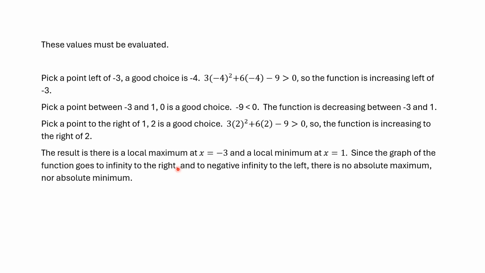That tells us a lot. The result is there's a local maximum at x equal negative 3 and a local minimum at x equal 1. Since the graph of the function goes to infinity to the right and to negative infinity to the left, there's no absolute maximum, nor is there an absolute minimum for this particular function. We don't have to have an absolute maximum, and we don't have to have an absolute minimum.